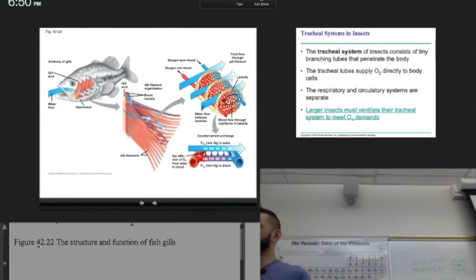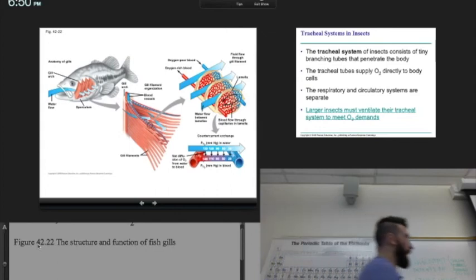Yeah. So basically, as you're absorbing oxygen, the oxygen concentration in the water is going down. So the oxygen-poorest blood is the last part that gets exchanged with the water, because it's the only part that's low enough to still accept oxygen.